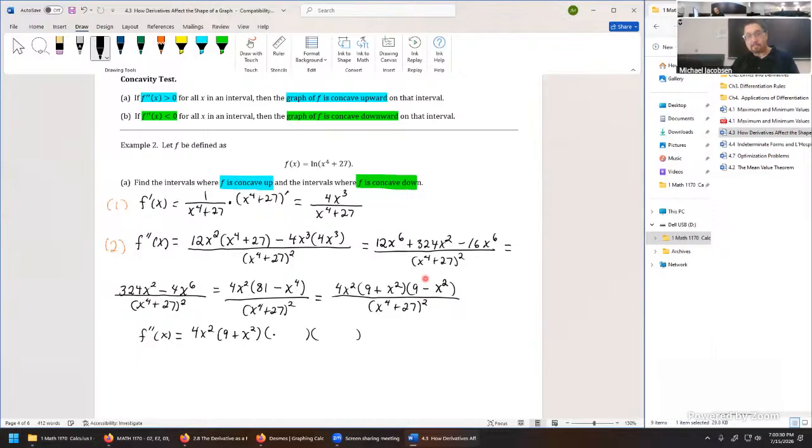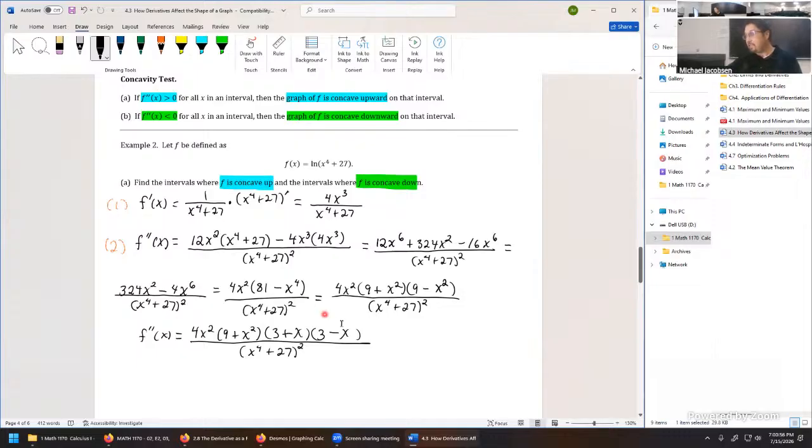It factors like this: 9 splits as 3 by 3, we go plus and minus, and x squared splits as x and x. All of it's over (x to the power 4 plus 27) squared. So that's the derivative in its most simplified form.